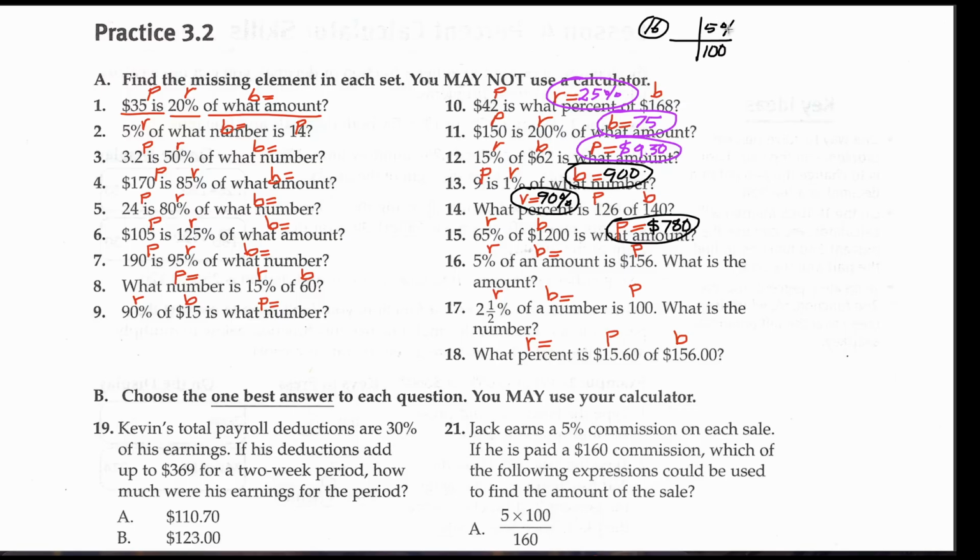You can put 5%. Okay, and then B is what we don't know, but we do know P. P is 156. So to solve for B, we will need to multiply 156 by 100. So let's work that out here.